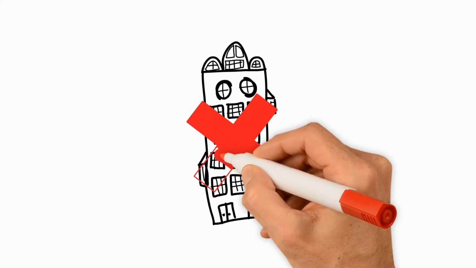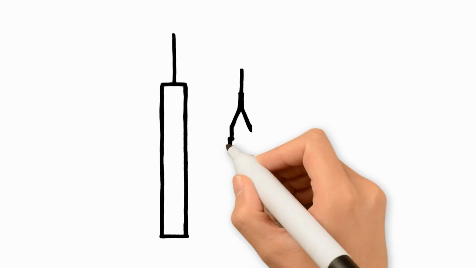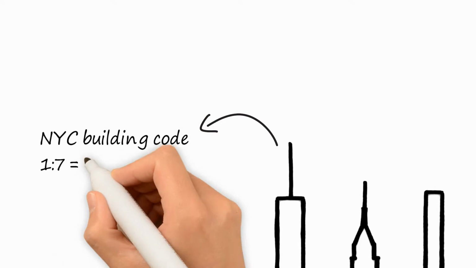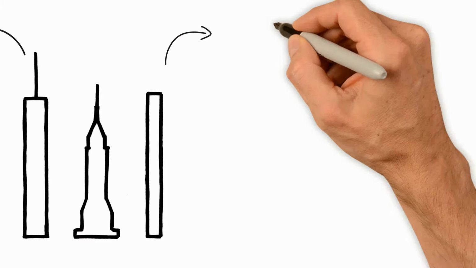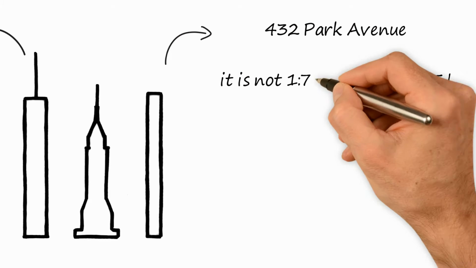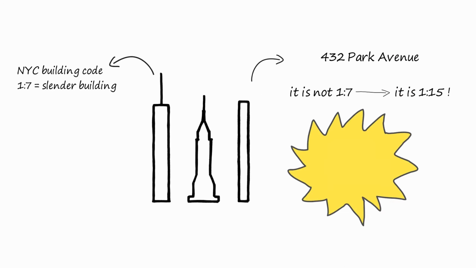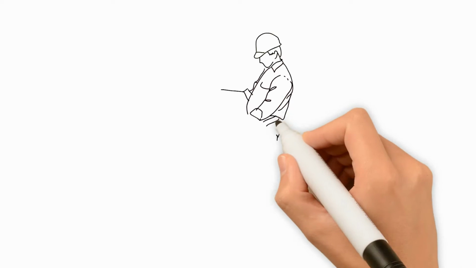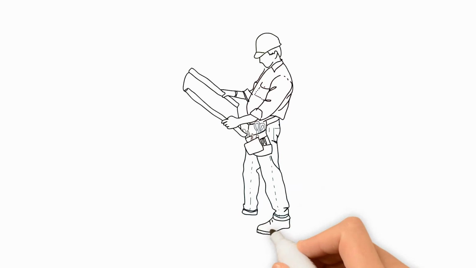It is unusually slender, which means that the width and length of its base are very small in comparison to its height. New York City defines a building with a 1:7 ratio as a slender building. The slenderness ratio of 432 Park Avenue is 1:15. So, how is such a tall and thin building constructed?